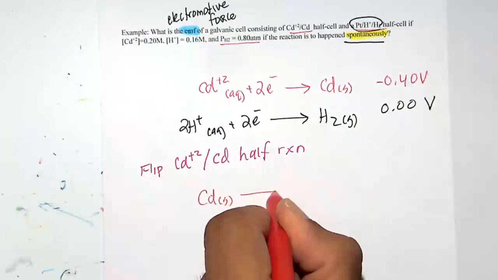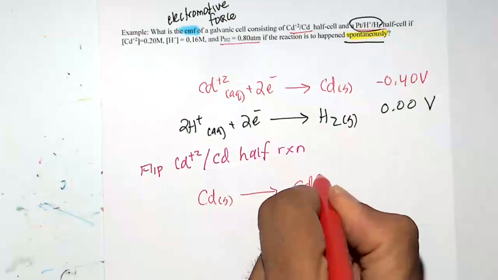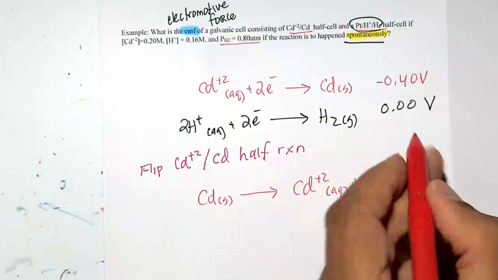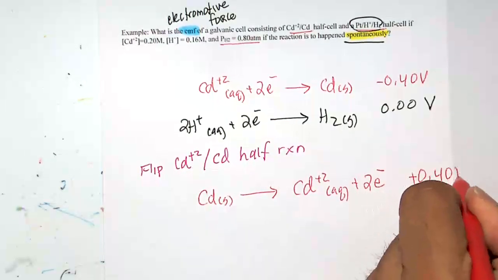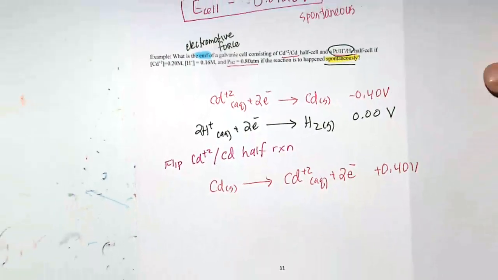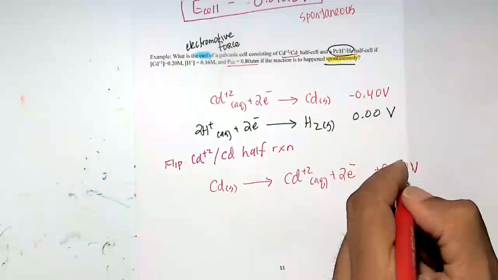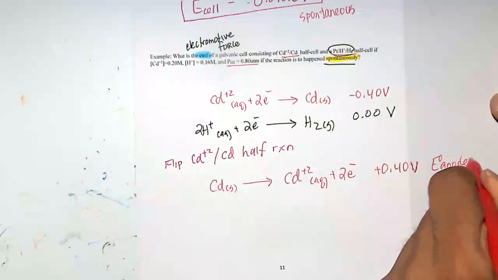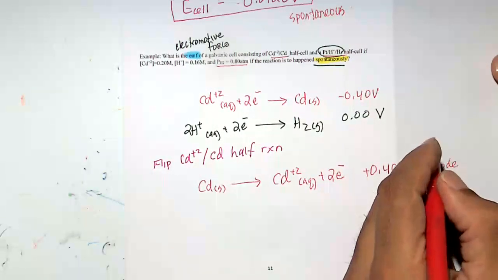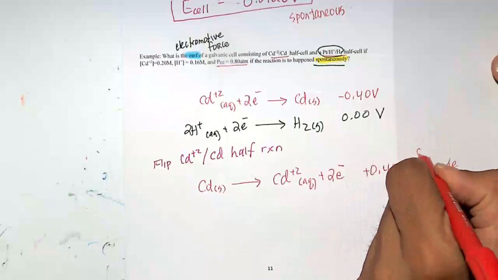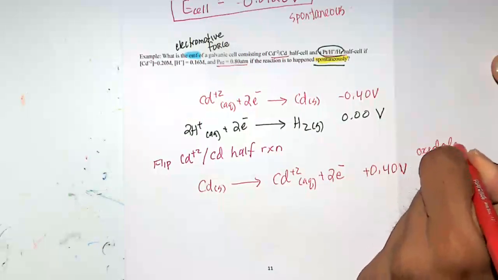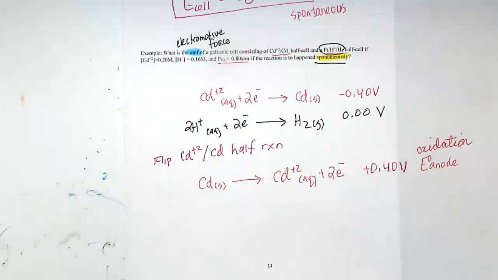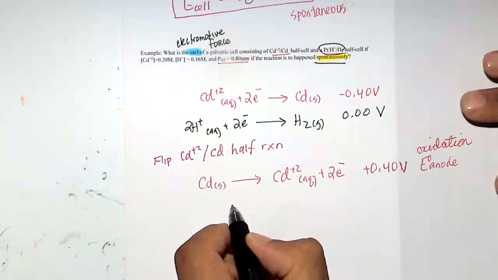Okay, so this is going to be cadmium solid goes to Cd2+ aqueous plus 2e-. We're going to flip it. Is this the cathode or the anode? All right, very good. This is the anode. Is this oxidation or reduction? Red cat eats an ox. Oxidation. We're going to keep this bottom one the same.